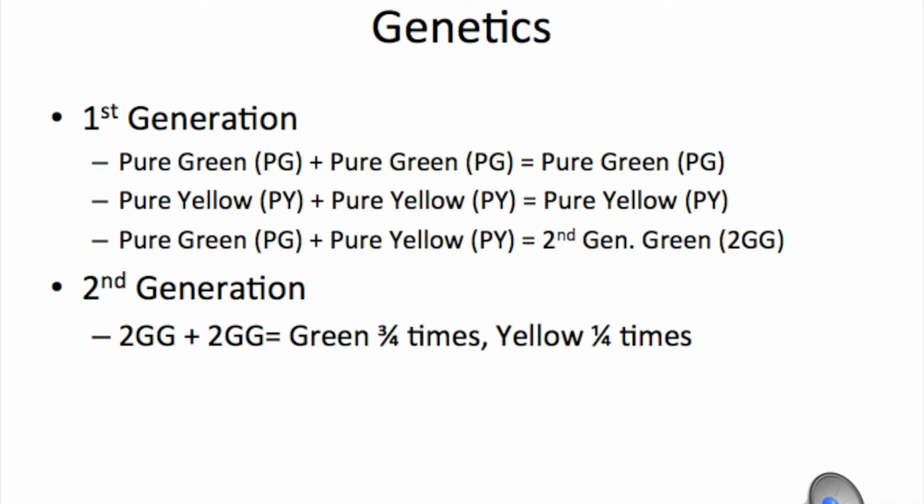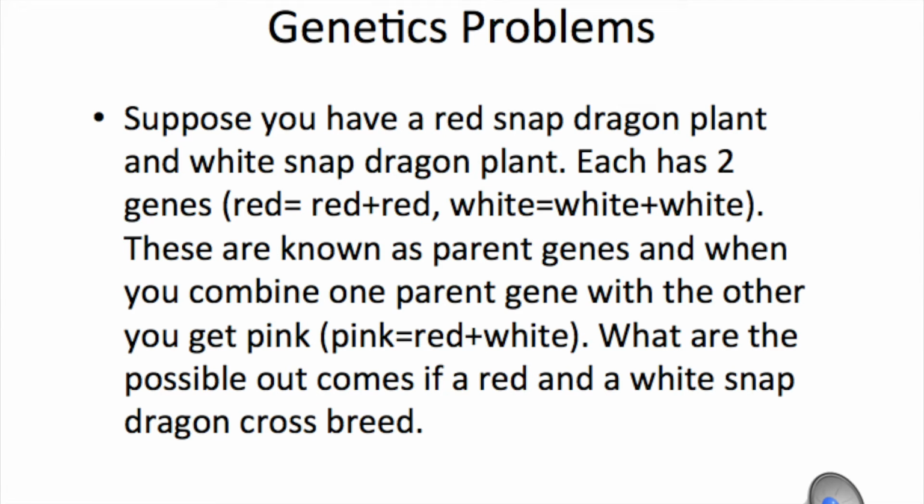In his experiments, the gene sequence for a pure green plant was PG and PG. In a pure yellow plant, the gene sequence was PY and PY. And in a second generation green, the gene sequence was pure green and pure yellow. In a second generation, where you're using 2 second generation pea pods, the chances of it being a green pod are 3/4 and a yellow pod 1/4.